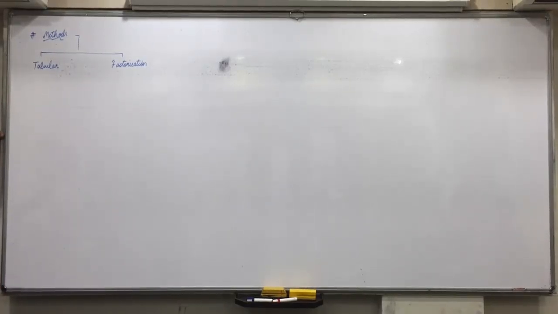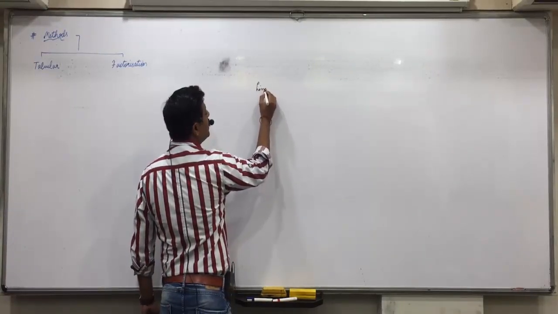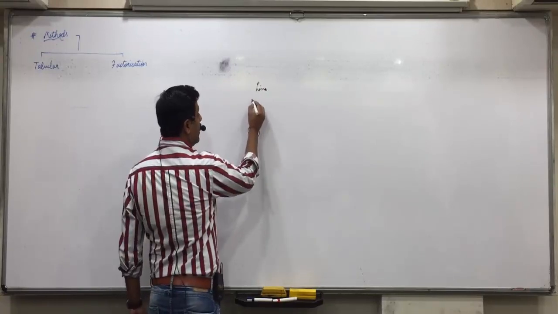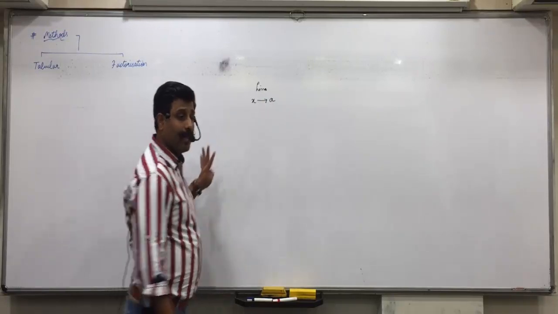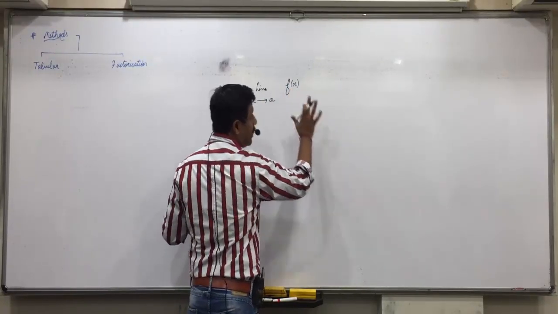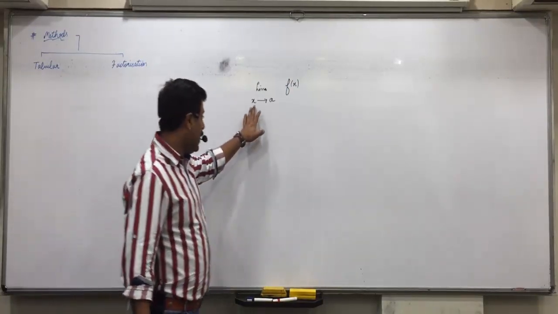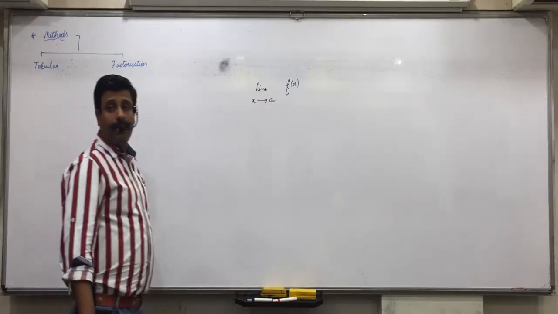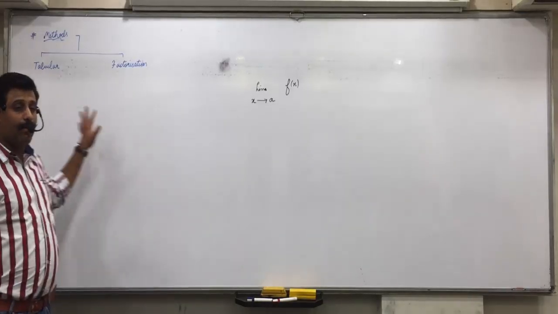Now what is the tabular method? Suppose it is given that x tends to, tends to will be denoted in this way, limit. Limit will be denoted as LIM in short form, and x tends to a particular value, say a, and some function of x will be given. In the tabular method, suppose we are given that x tends to 5. It means if you put the value of 5, the function is indeterminate. So how do we find the value of the function? By taking the values near to 5 in the tabular method.